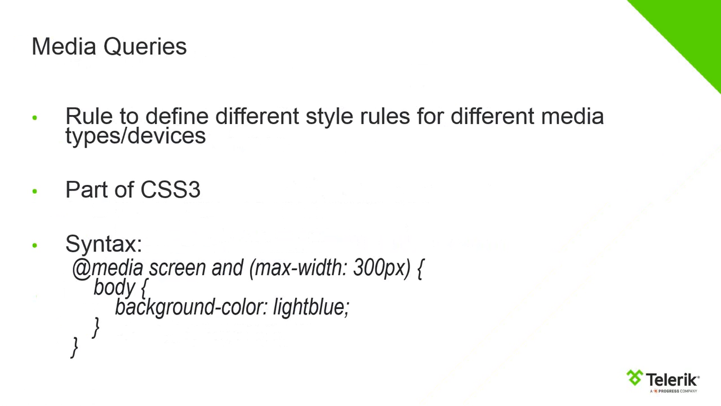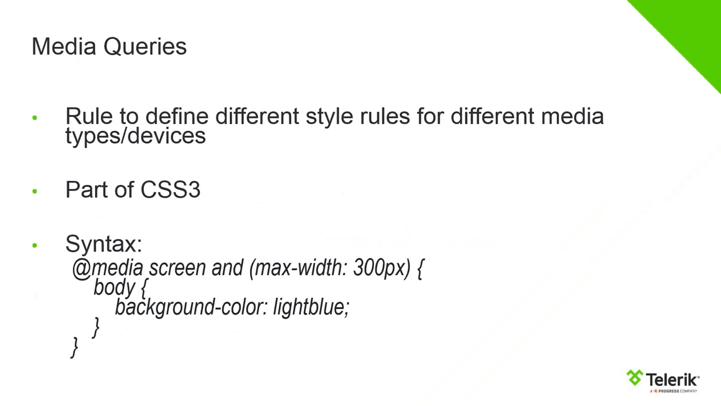So when I'm saying, like, till a max width of 300 pixel, the body background should be light blue. If the width of the browser is more than 300 pixel, it's not going to apply light blue. It will be something different, whatever I define. So media queries in CSS3 are basically nothing but different style rules for different dimensions. Simple. That's all you got to remember.